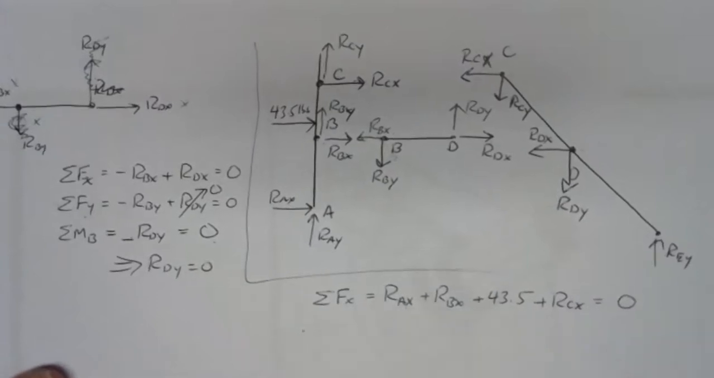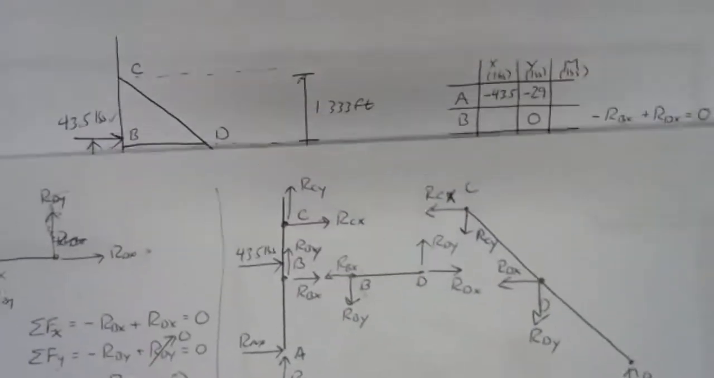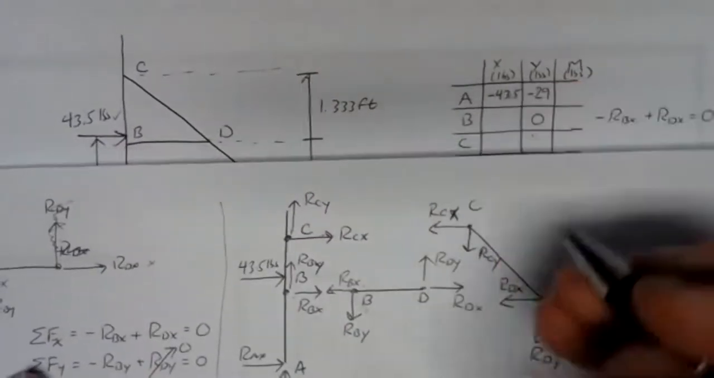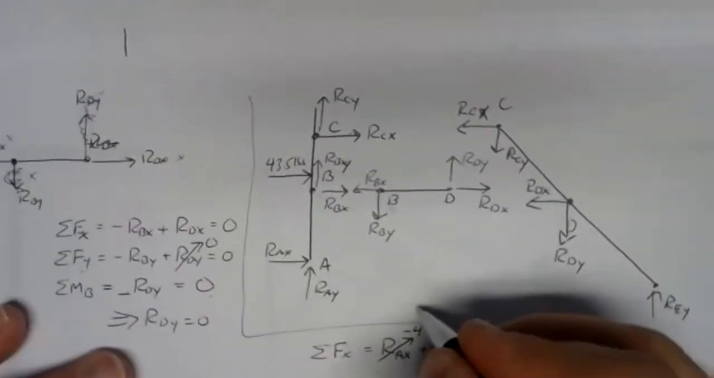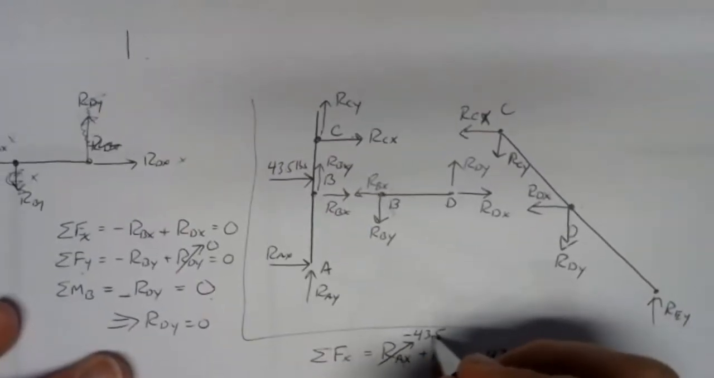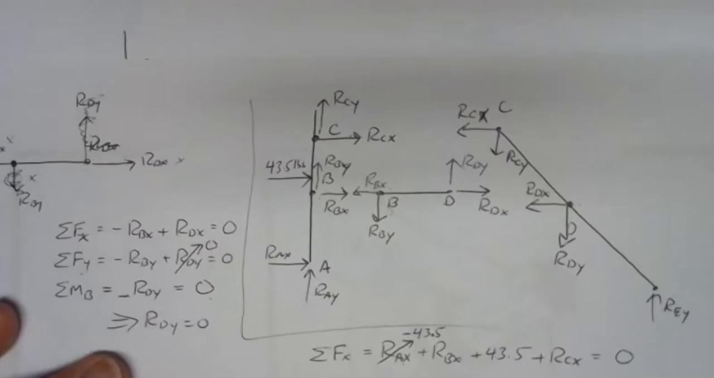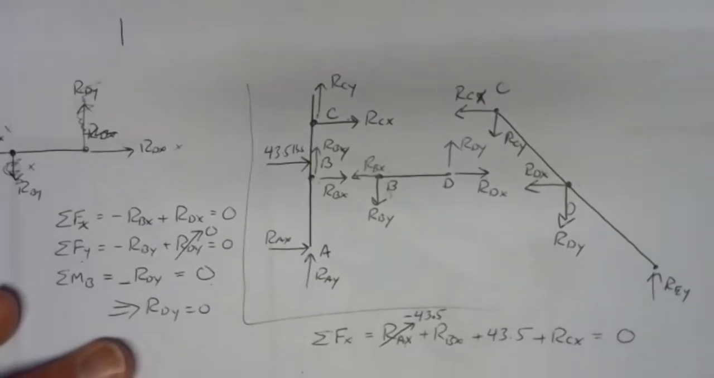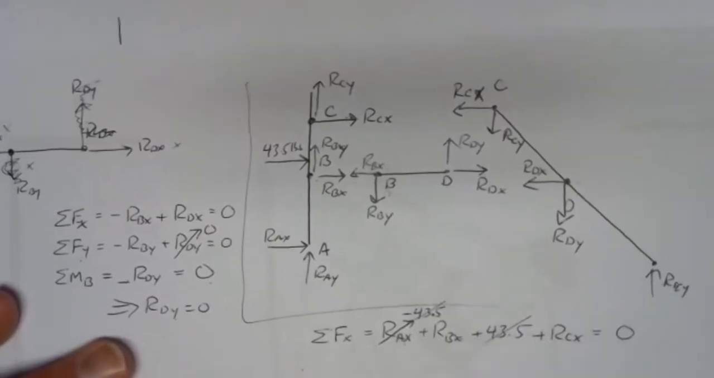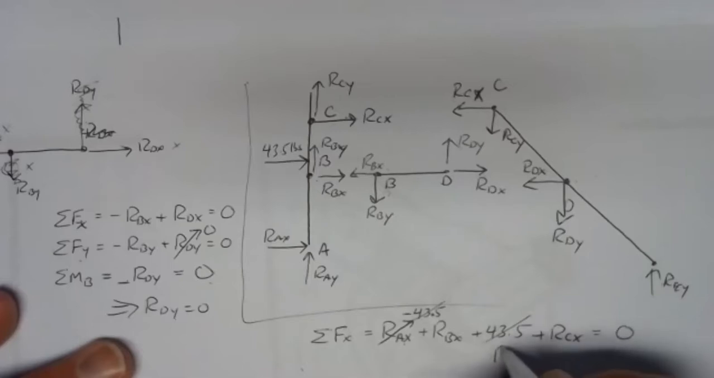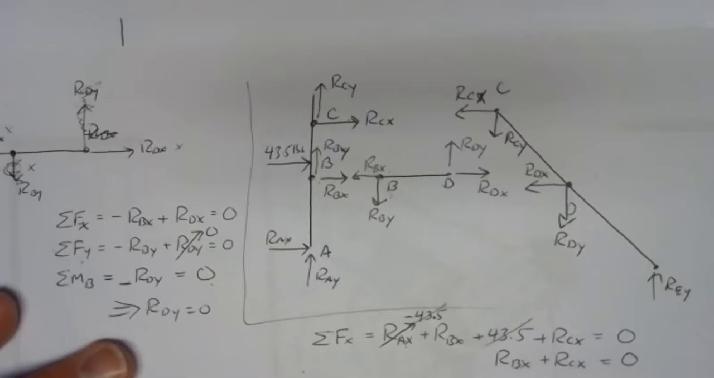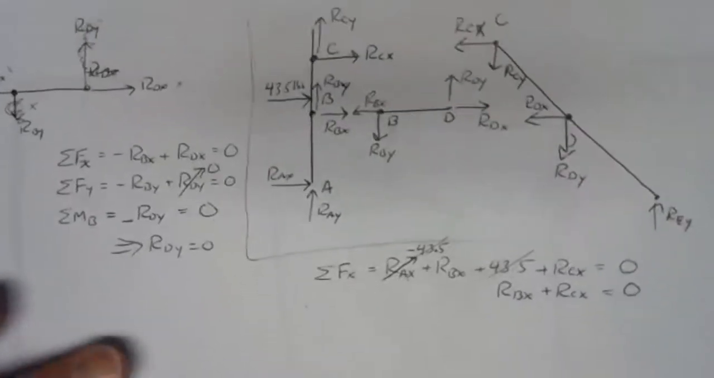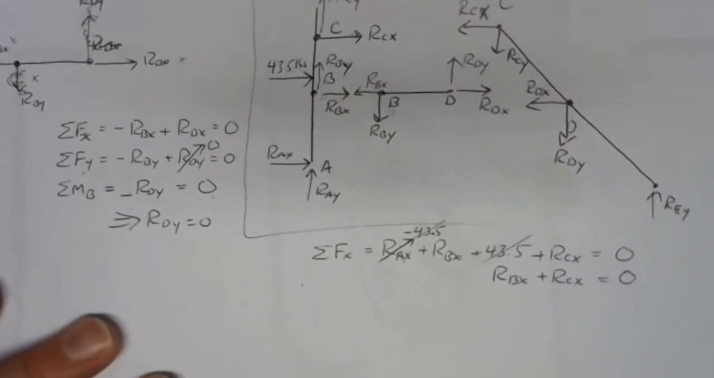Fortunately, we already know what RAX is. We can go to our table and say, well, RAX is negative 43.5. So we can plug that in here, negative 43.5, sign included. And that simplifies things for our x direction equation. The negative 43.5 and the positive cancel out. So our x direction equation just says RBX plus RCX equals 0. So our x direction came out not so bad.